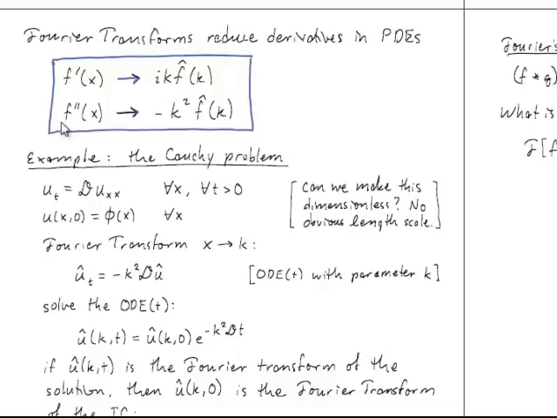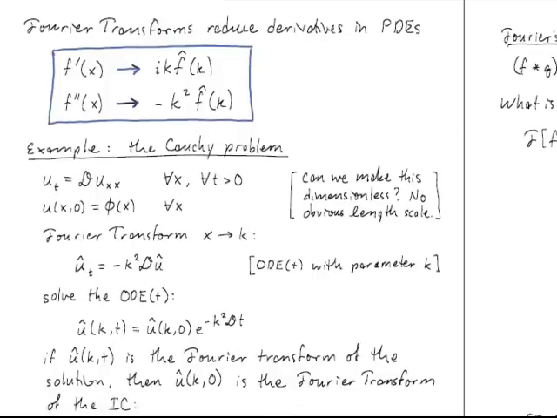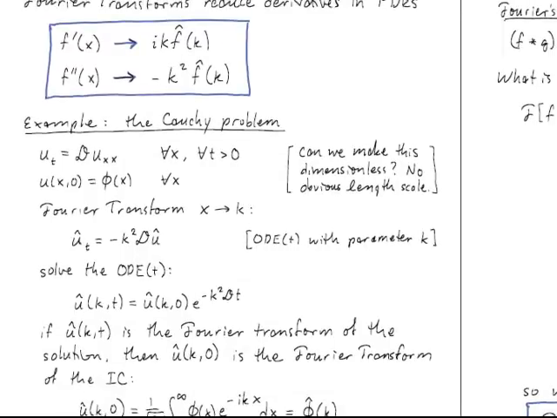And we can do this recursively. We can go on down now and keep using this formula. F prime prime of x gets mapped to minus k squared f hat of k, and higher powers of k, every time you get a new factor of ik out in front. And so we can use this to solve differential equations. It's quite a common exercise, this little Cauchy problem.